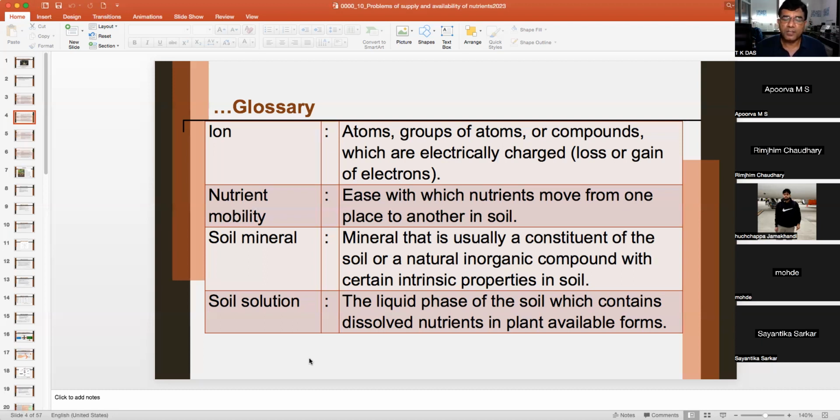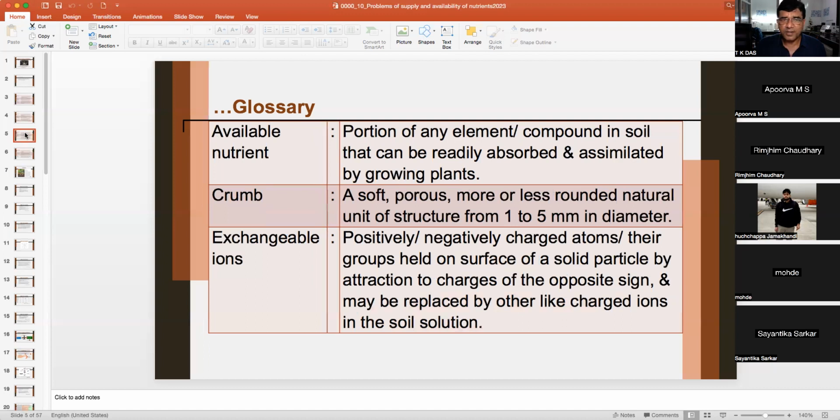So this I'm referring to with respect to nutrients. But this soil solution may also have other elements which may not be plant nutrients. Like it can also have aluminum, which is not an essential plant nutrient. It can have some little concentration of gases also. It can have some molecules also, some salts also. So it has a variety of things in this soil solution. But nutrients are, of course, there in this. Available nutrient: portion of any element or compound in soil that can be readily absorbed and assimilated by growing plants. That is your available nutrient.